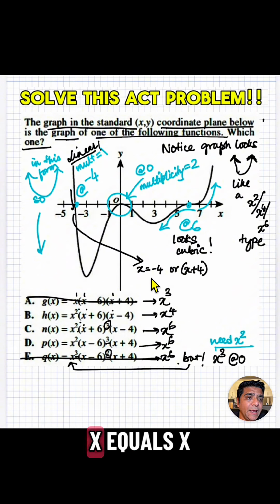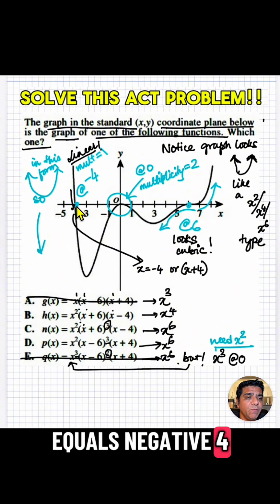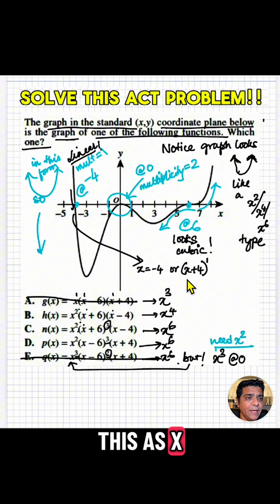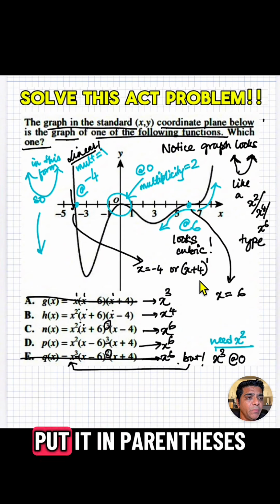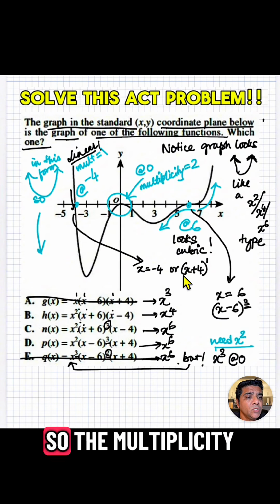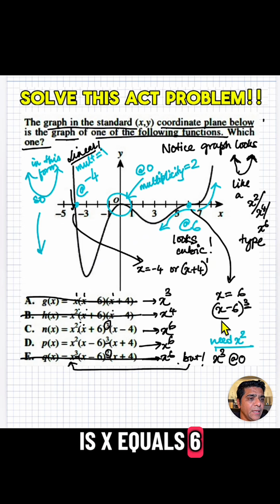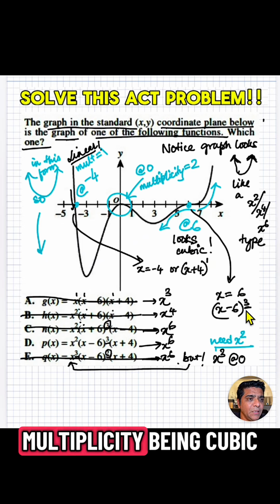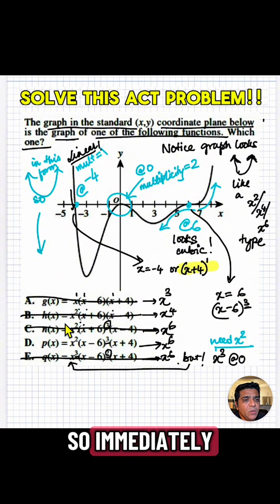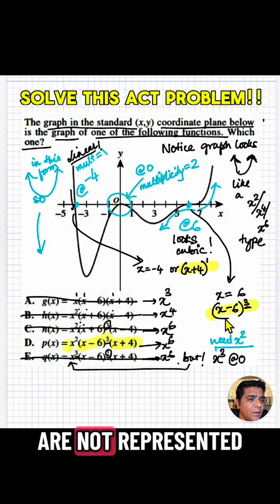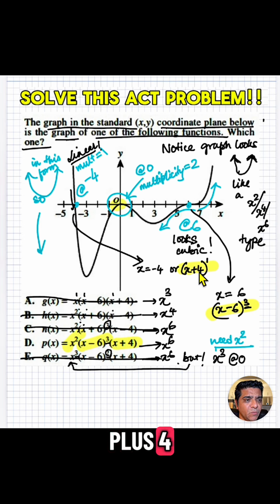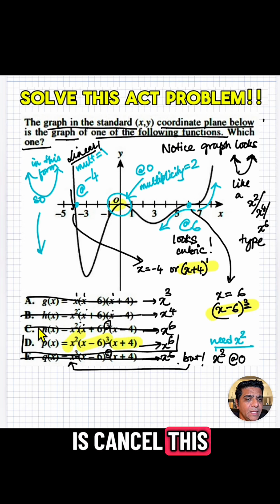Now notice x equals -4 is the other x-intercept. You can write this as x plus 4, bringing the 4 to this side and putting it in parentheses. That's one of the factors, so the multiplicity is 1. And here is x equals 6, so there's going to be x minus 6, with a cubic multiplicity of 3. So immediately we can cancel the ones that are not represented by x minus 6 or x plus 4 with multiplicity 1, which cancels this one and this one.